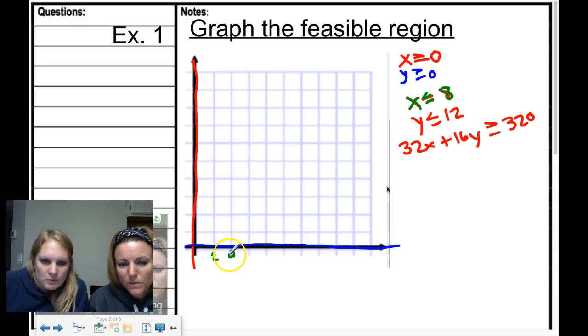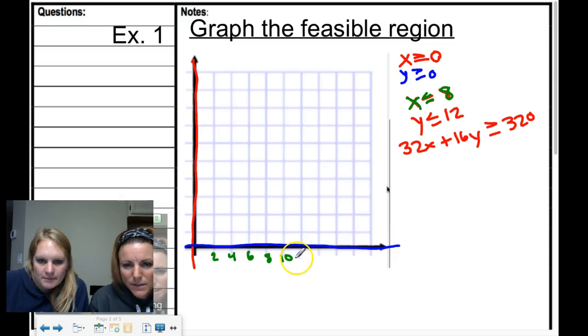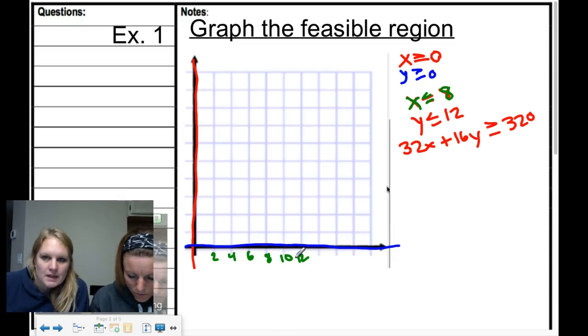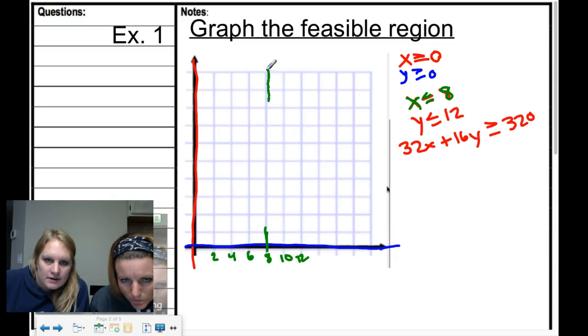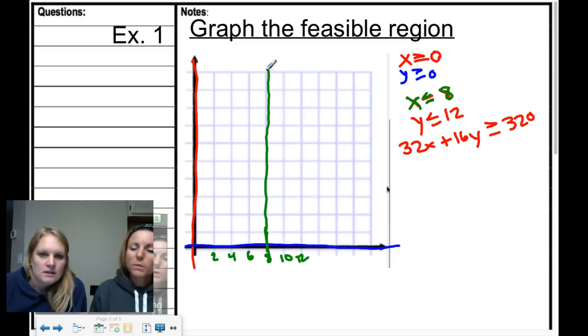Here we go. Now let's do a couple more: 10, 12, and so forth. It's x, so it's where it crosses the x-axis. So it will be a vertical line at 8. It's very important that you get your lines exact on these, because we're going to need to find points after this. So we're going to do our best.